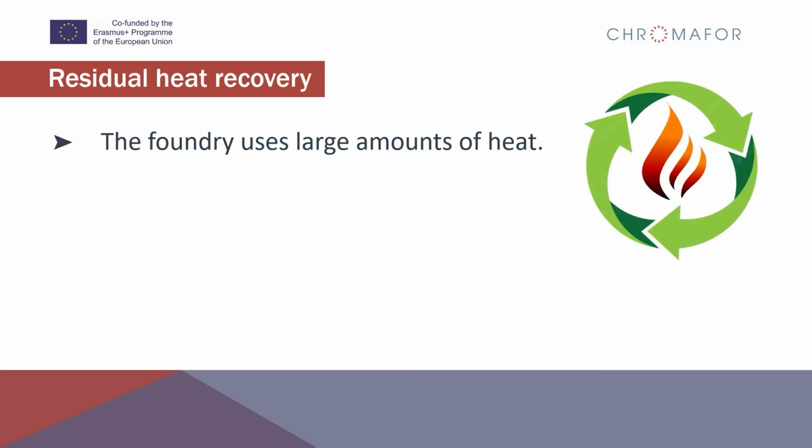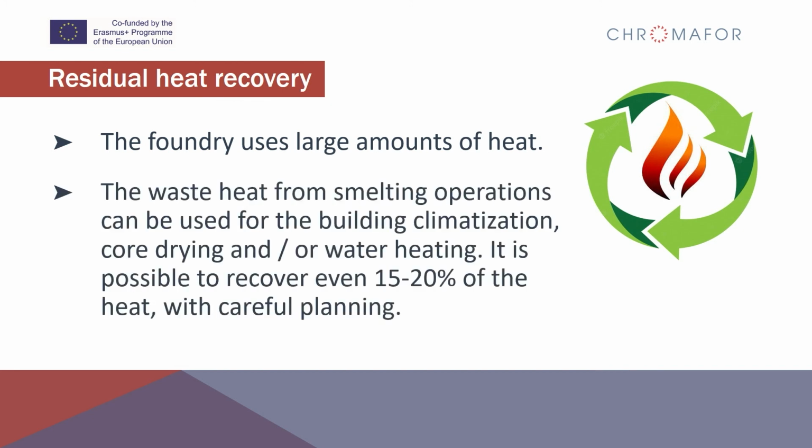Another source for circular economy is heat. The foundry uses a large amount of heat. The waste heat from smelting operations can be used for building climatization, core drying, and water heating. It's possible to recover even 15–20% of heat with careful planning.